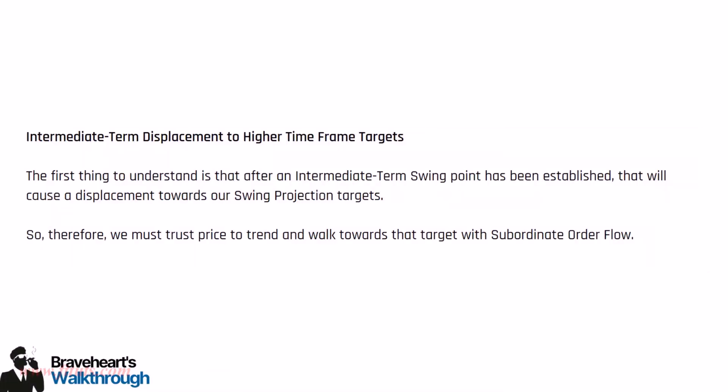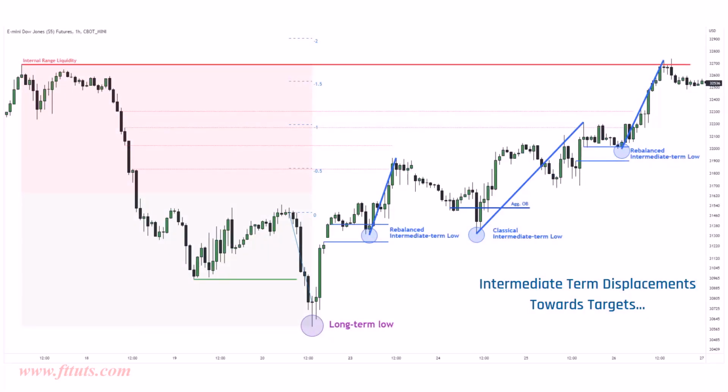The first thing to understand is that after an intermediate term swing point has been established, that will cause a displacement to our swing projection targets. So therefore, we must trust price to trend and walk towards that target with subordinate order flow. Okay, so you can see here, rebalance intermediate term low. After that forms displacement, right?